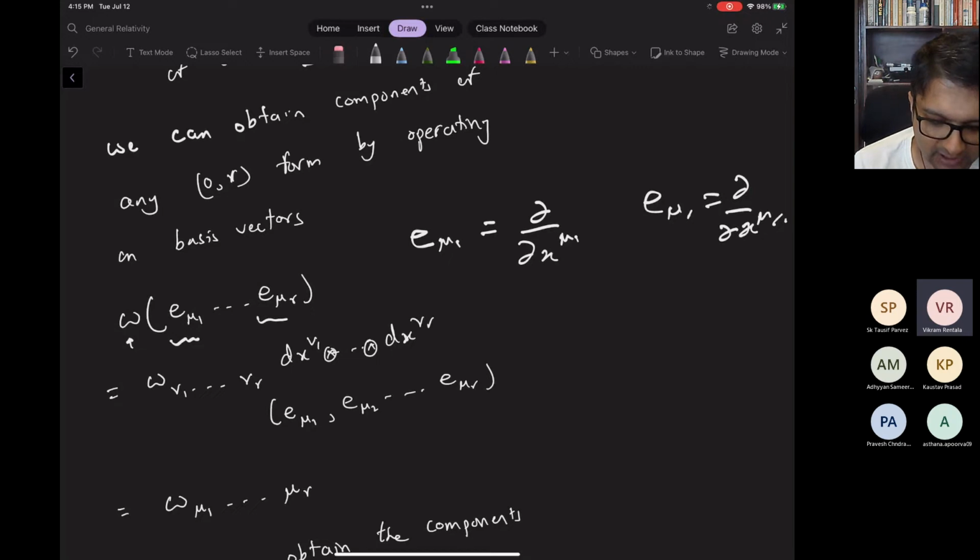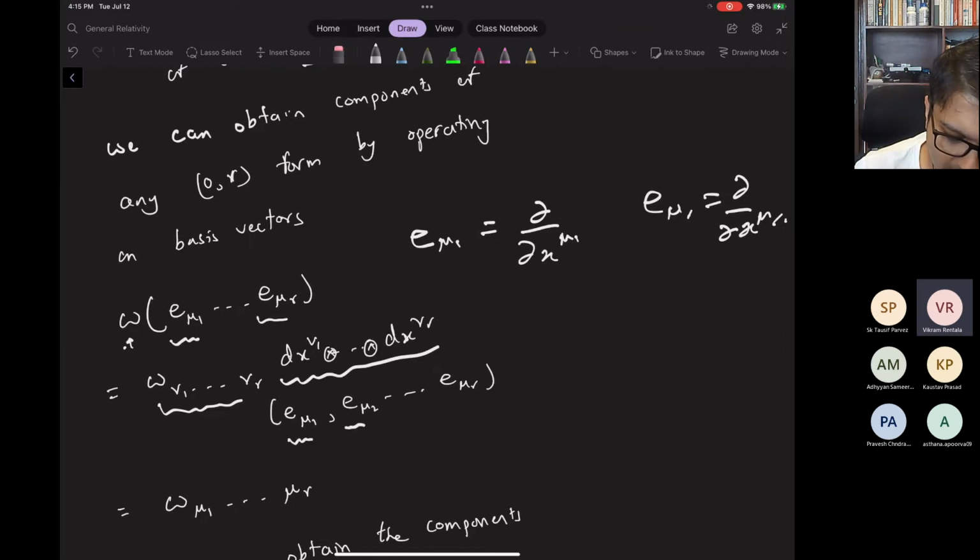So for example, if our omega in components looks like this in some coordinate basis, dx nu1 through dx nu r acting on e mu1, e mu2, e mu r, so these are the vectors that I'm supplying, then what is going to happen is this dx nu1 will act on the first vector that you supply it, and that will produce a delta nu1 mu1. And so when I sum over the nu1, this nu1 index will get replaced by a mu1 index. And similarly, all the indices get replaced by the corresponding indices.